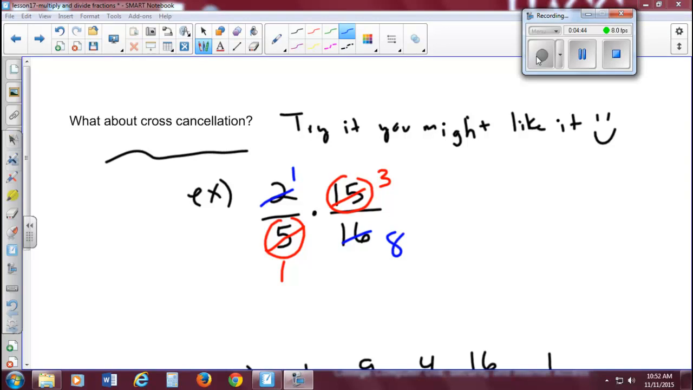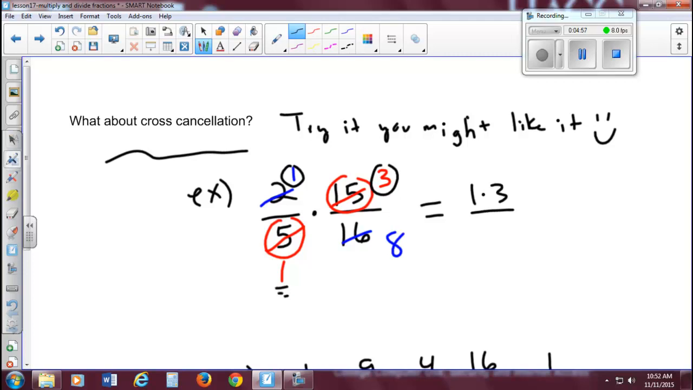Now, once you perform your cross-cancellation, you just gather straight across what you're left with, meaning 1 times 3. You can even write that out if you want. And downstairs you've got a 1 and an 8, so 1 times 8. Okay, so we're left with 3/8.